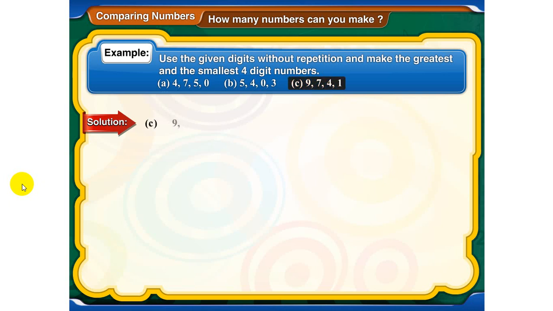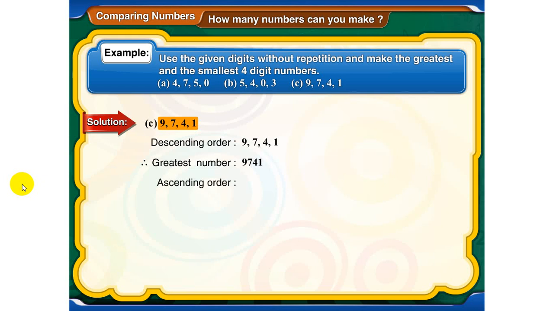C. 9741. Descending order of the given digits is 9, 7, 4, 1. So the greatest number is 9,741. Ascending order of the given digits is 1, 4, 7, 9. So the smallest number is 1,479.